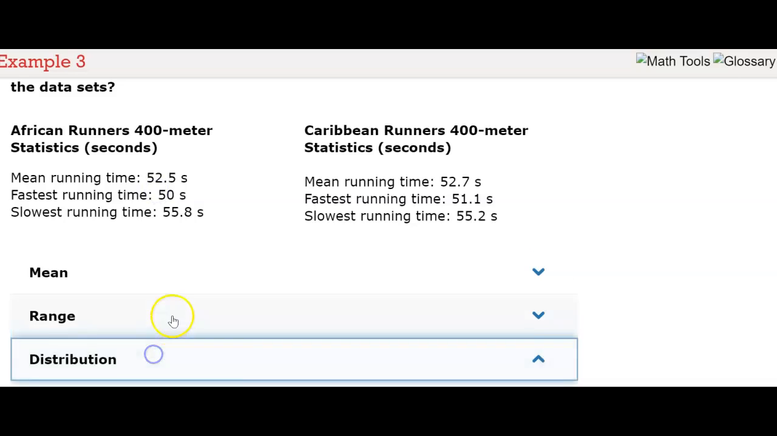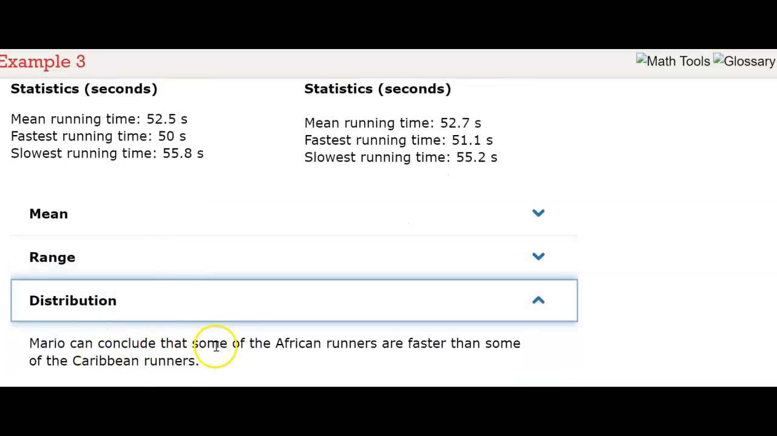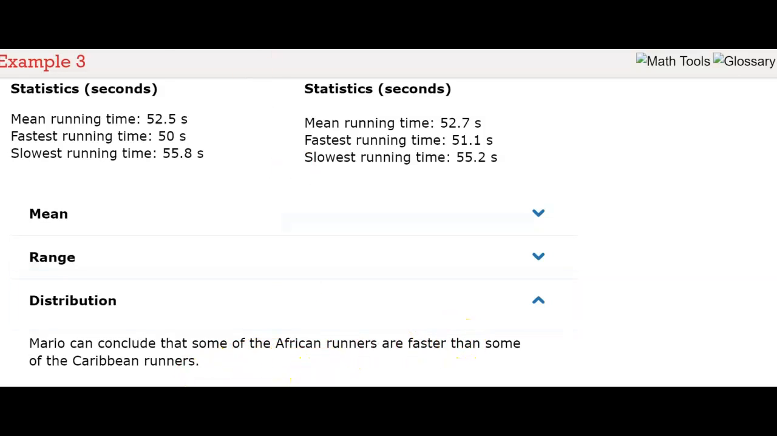Then you look at the distribution. Mario can conclude that some of the African runners are faster than some of the Caribbean runners.